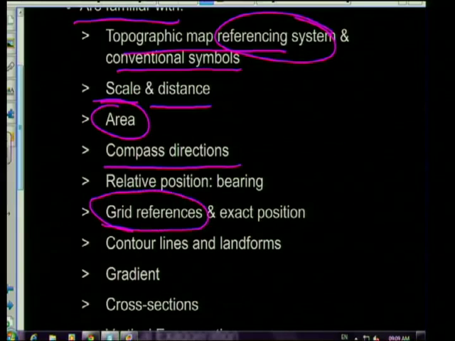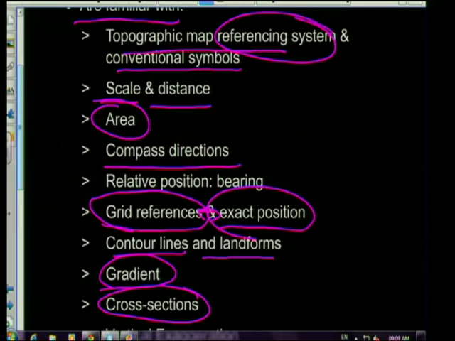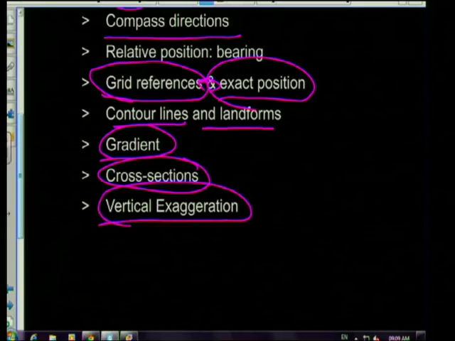Grid references, which if you've been watching closely, we've done in detail. Now you've got to put it into practice on this exam paper. Exact positions, which is also referring to grid reference. Contour lines and landforms. Gradient, cross sections, and in this segment we're going to draw an actual cross section on a topographical map, and you should make sure that you have the necessary skills absorbed from this lesson to answer this question well. Remember, when it comes to cross sections, there's two types of cross sections: an accurate cross section or a rough cross section, and we will try and better understand the difference between the two. Going further, with cross sections comes the calculations of vertical exaggeration. So, guys, let's get straight into it.